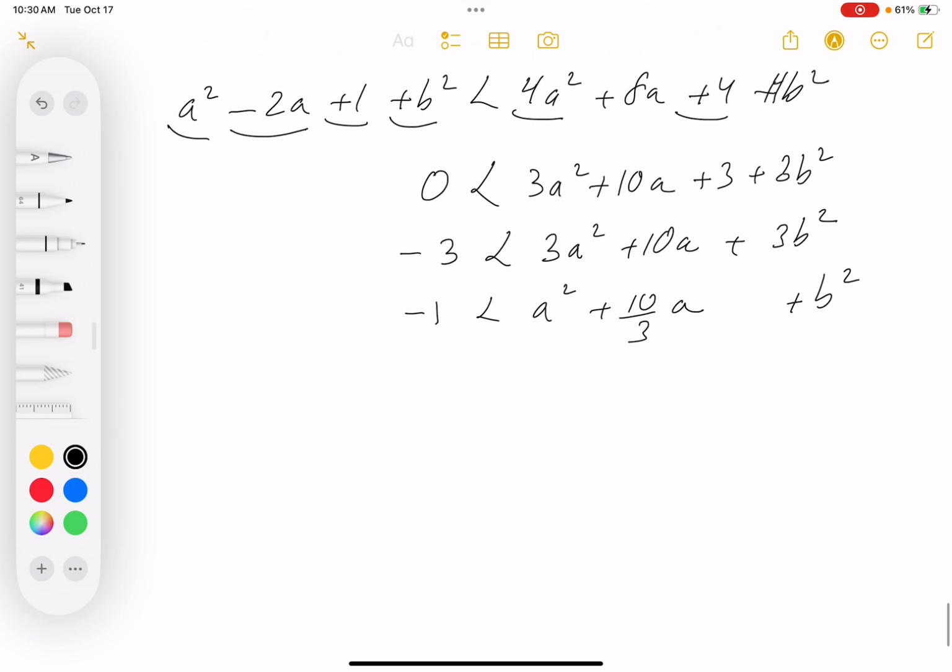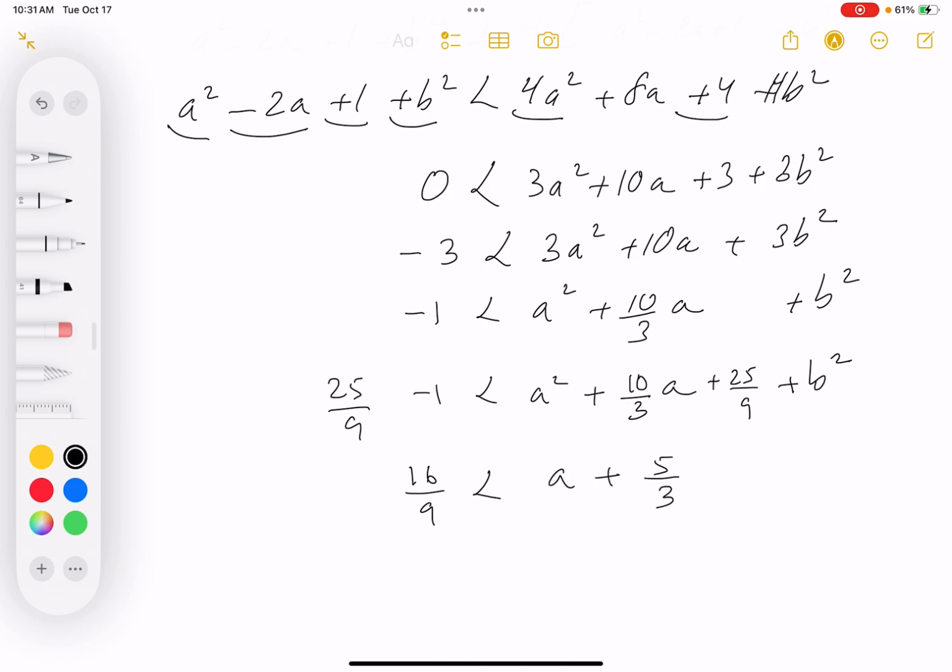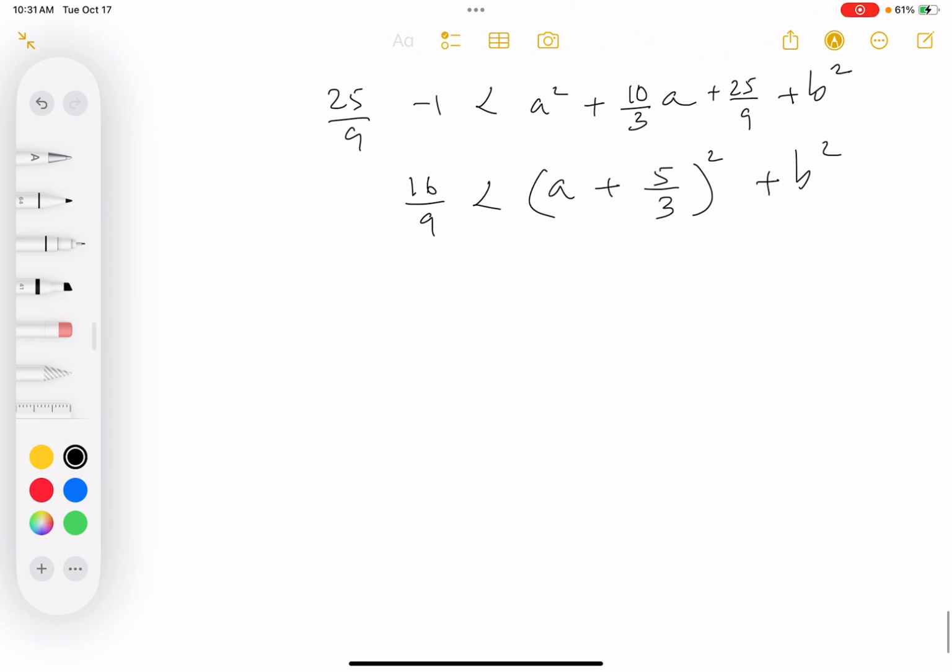I'm going to complete the square by adding a number to both sides to make the a expression a perfect square, 10/3 of an a. Half that would be 5/3, so you're adding 25/9 to both sides. Let's do this over here. 25/9 minus 1 is 25/9 minus 9/9, which is 16/9. And this is going to be a perfect square. It's going to be a plus 5/3 squared plus b squared.